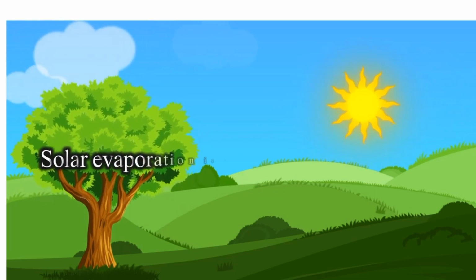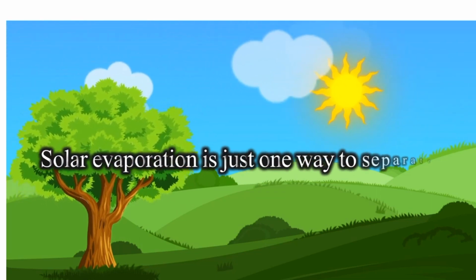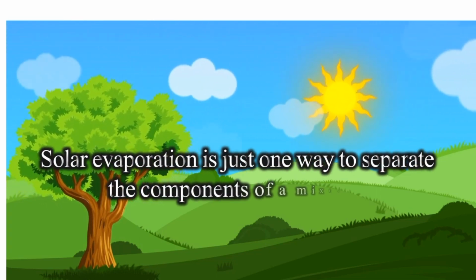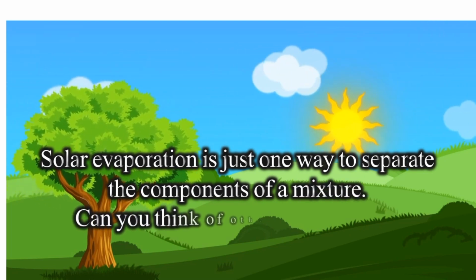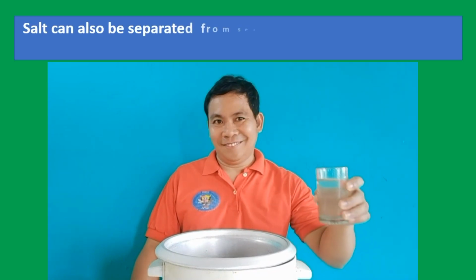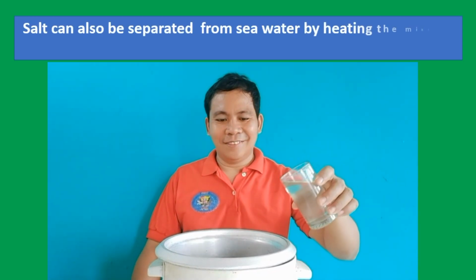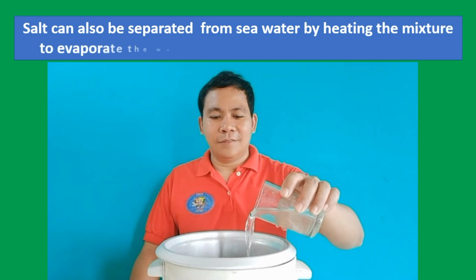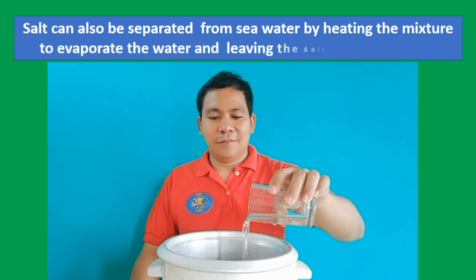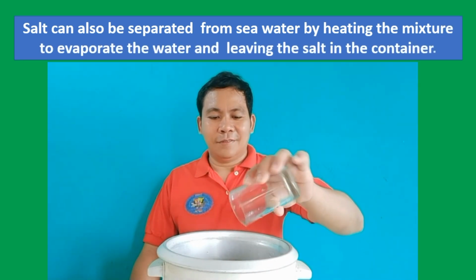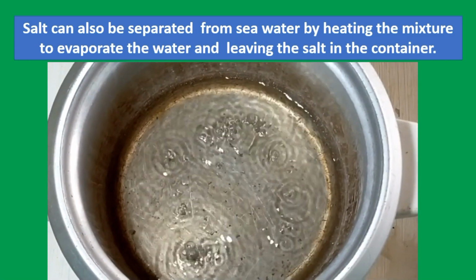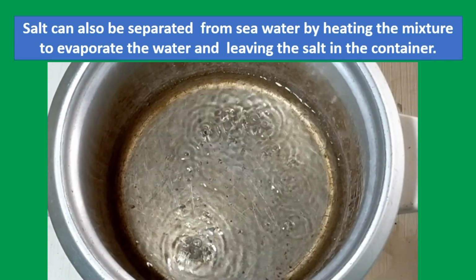Solar evaporation is just one way to separate the components of mixtures. Can you think of other ways to do it? Salt can also be separated from seawater by heating the mixture to evaporate the water and leaving the salt in the container. Ito na nga, iniinitan natin ang tubig.